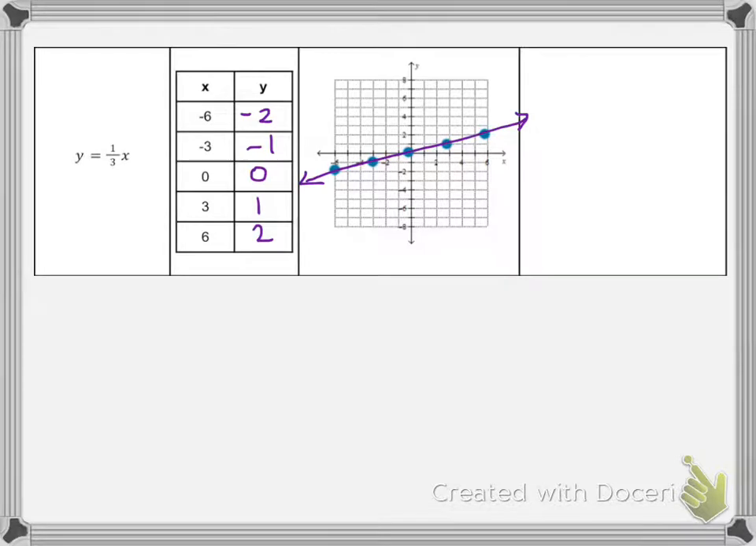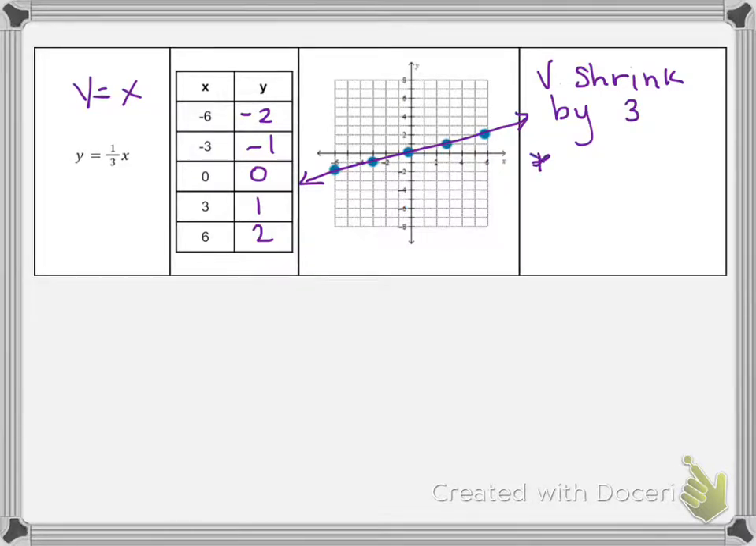Right, it's less steep than our original parent function. Okay, so from our parent function of y = x, this is less steep. Okay, so this is a vertical shrink. Now, we do not say that it's by 1/3. We're actually going to use the reciprocal and say that it's a vertical shrink by 3.